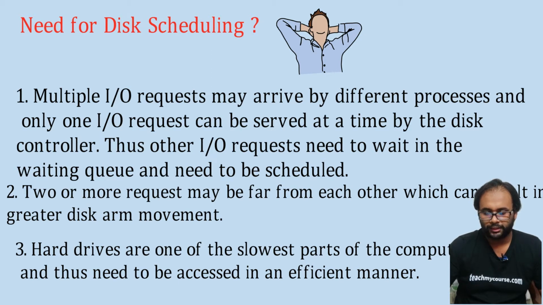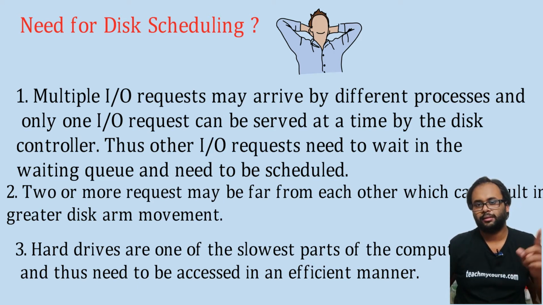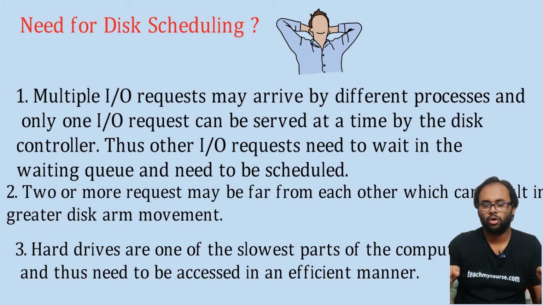Two or more requests may be far from each other, which can result in greater disk arm movement. Like one request is at one corner, the other request is at another corner, and some request is in the middle. So how can we efficiently utilize the disk usage or the movement of the head of the disk? The head of the disk, which you have seen diagrammatically in the beginning, decides the processing of the request. So the head of the disk is the most important thing to consider. It should work in the most efficient manner, and there should not be any wastage.